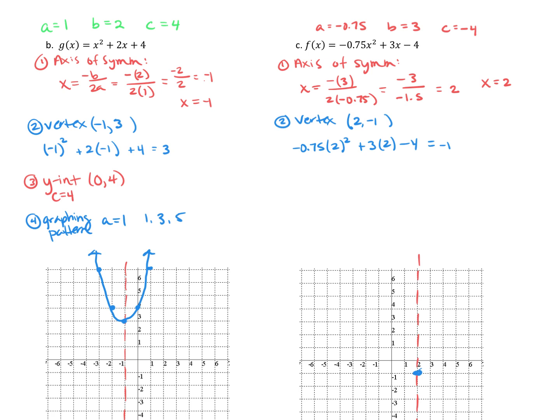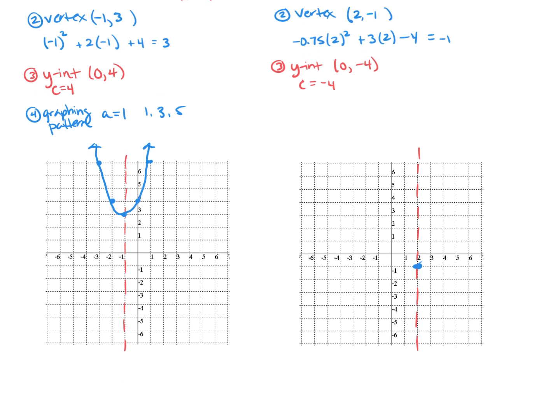Now let's get our y-intercept. Y-intercept comes from the c value. The c value we said was a negative 4, so we're going to have 0, negative 4, and I'm just going to make a note. That's because our c value is negative 4. So if we come down here and plot our y-intercept at negative 4 and then reflect it across to the other side, that gives us 2 points on our graph. And then our very last step is we want to determine our graphing pattern.